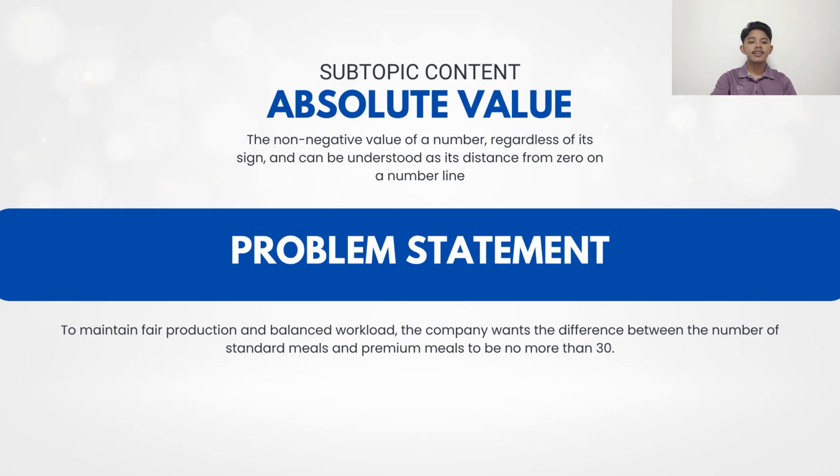So, the second subtopic that we will use to solve our real-world problem is absolute value. Absolute value is the non-negative value of a number, regardless of its sign, and it can be understood as its distance from 0 on a number line. The problem involving absolute value is, to maintain fair production and balanced workload, the company wants the difference between the number of standard meals and premium meals to be no more than 30.